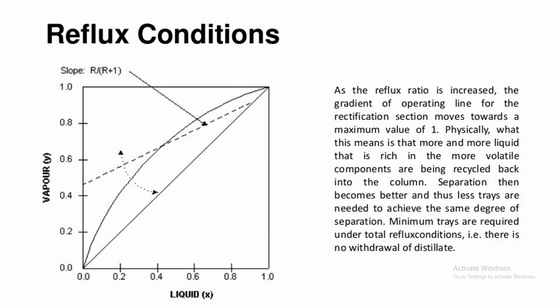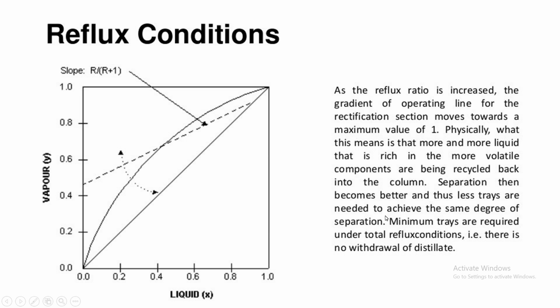Then another thing is about reflux conditions. We know that we do reflux in order to increase the purity of the mixtures, and reflux ratio is defined as the ratio of return by distillate. And as the reflux ratio is increased, the gradient of the operating line for the rectification section moves towards a maximum value of 1. And physically what this means is that more and more liquid that is rich in the more volatile components is being recycled back into the column. Separation then becomes better, and fewer trays are needed to achieve the same degree of separation.